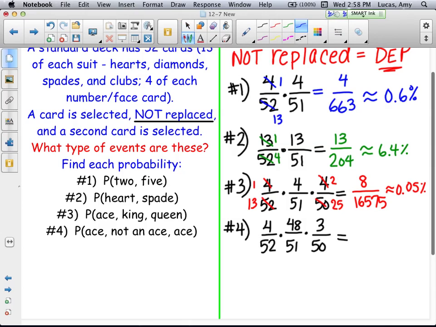Now I can do some reducing. First one reduces to 1 and 13. The second one divides by 3, and it reduces to 16 and 17.